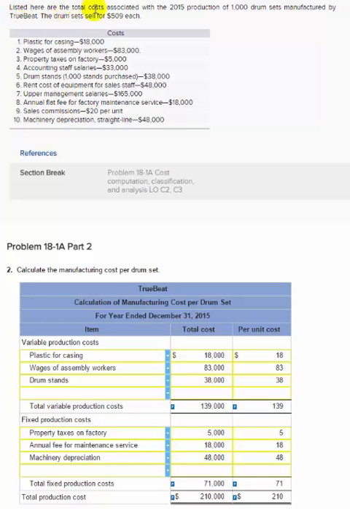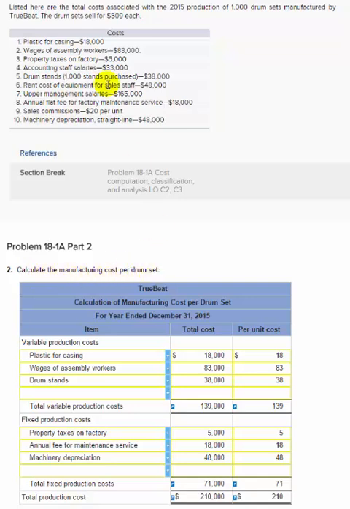Listed here are the total costs associated with the 2015 production of 1,000 drum sets manufactured by True Beat. The drum sets sell for $509 each. Here are all our costs. They have 10 different costs, and we're supposed to calculate the manufacturing cost per drum set.